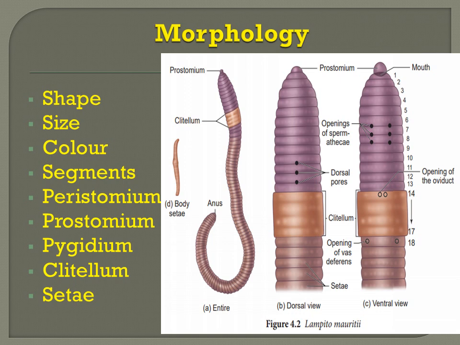And in the case of Lampito mauritii, it consists of 165 to about 190 segments, right? So it consists of 165 to 190 segments. Then, how can we differentiate the dorsal view as well as the ventral view of this earthworm? Dorsal view means the outermost region and ventral view is the bottom region, right? So how could we differentiate? Since it is cylindrical in shape, we cannot easily differentiate. So how can we differentiate the dorsal view from the ventral view, right?